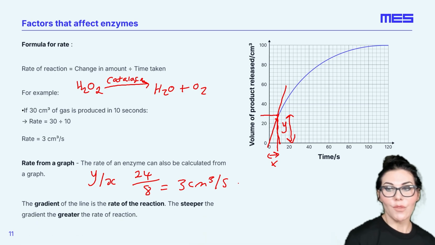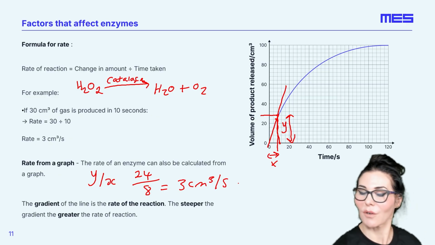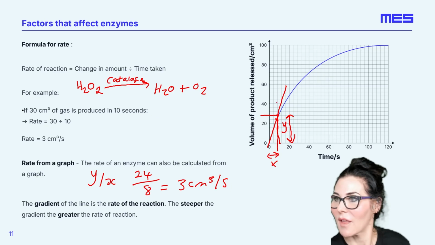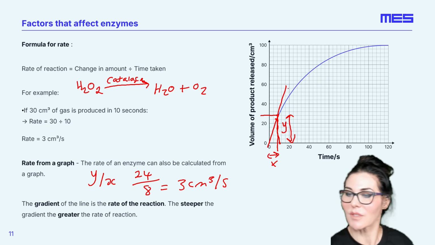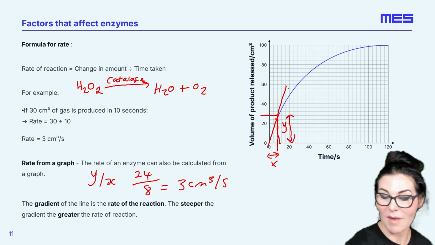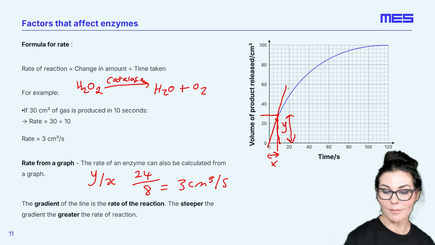Generally, overall, the steeper the gradient of the line, the greater the rate of reaction is. Once the graph starts to level off, that's when the reaction is starting to slow down, and that's because the products have been made and the substrate's been used up.